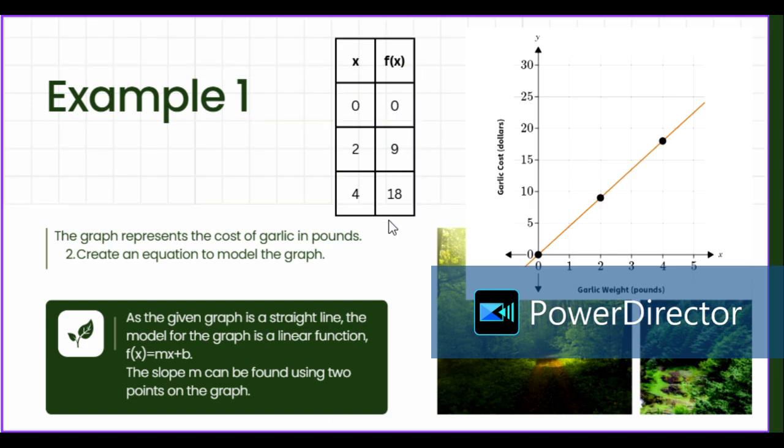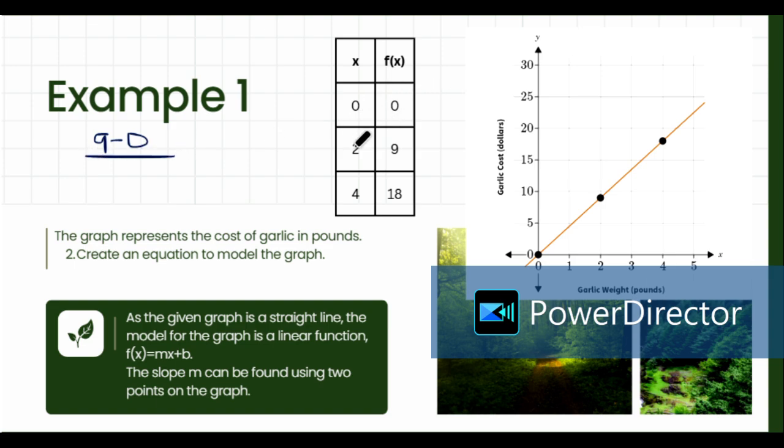So we have coordinate points now. We need to figure out what the slope is. And to find the slope, you use the formula y sub 2, so we're going to take this one, 9, minus y sub 1, which is 0. We're going to divide that by x sub 2, which in this case is 2, I apologize, x sub 2, minus x sub 1, which is going to give us 9 divided by 2, which gives us 4.5. So our slope is 4.5.